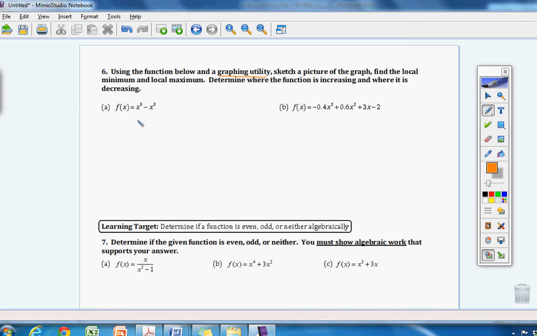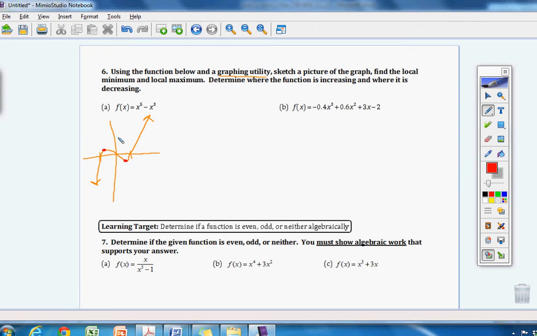So if you were to use your Inspire or any graphing utility, your picture is going to look something like this. Here's -1, 1, it's kind of crossing, going through. It's hard to draw with these, so it's kind of terrible. But once I see this, I see there's probably a max point there, and a minimum point here.